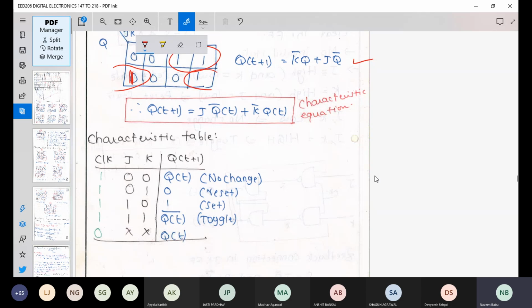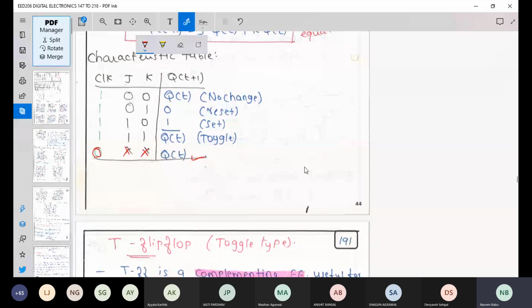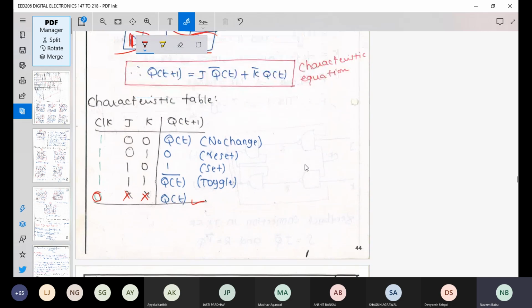Now, there is one more flip-flop. We are going to exploit this toggling function. So we are going to create a flip-flop called a T flip-flop. What do you mean by a T flip-flop? T means toggling flip-flop. So we will use a JK flip-flop. A T flip-flop is nothing but a complementing flip-flop. They are specially used for counters.